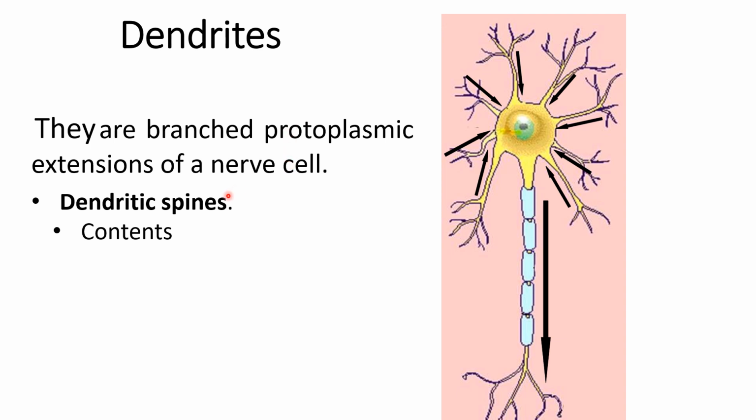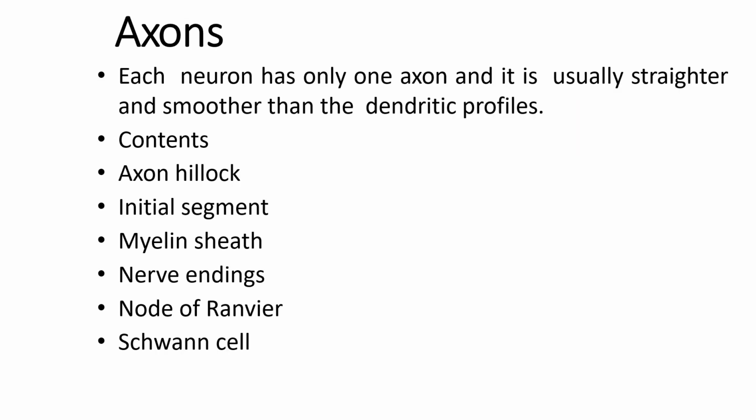Then you have to write about the parts of dendron, that is dendritic spines and its contents. Here you can see the cell body from which branched extensions called dendrites or dendrons arise, and this is the dendritic spine, and within this there are the contents of dendrites. Next nerve cell process is the axon. Each neuron has only one axon. It is usually straighter and smoother than dendritic profiles.